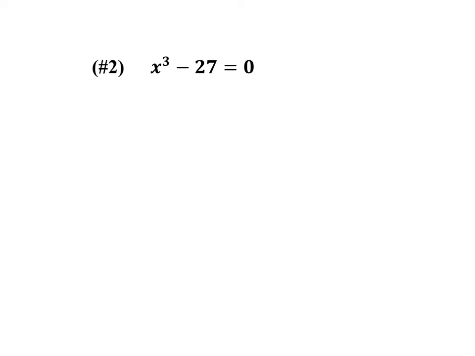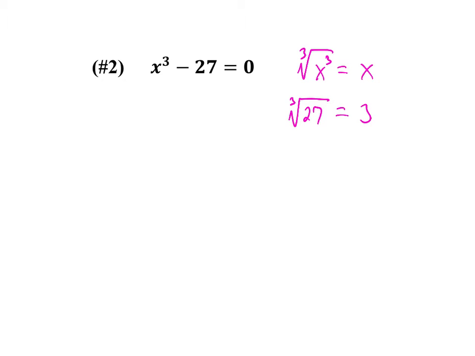How many terms do we have here? We have 2 terms, so it's either going to be a difference of squares or a sum or difference of cubes. Well, this is a difference of cubes. So let's go ahead and solve this. The cube root of x to the third is going to equal x. The cube root of 27 is going to equal 3.